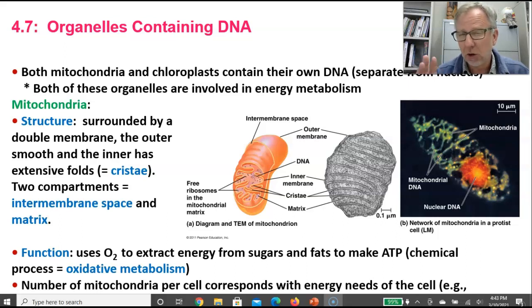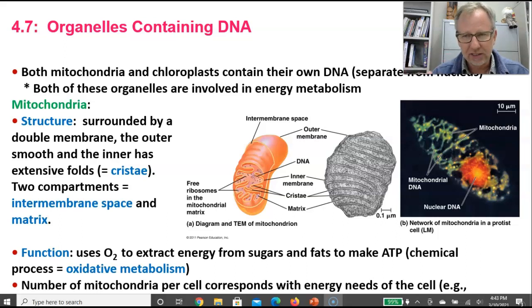Now remember, chloroplasts are only found in plant cells and in algae cells, like the cells of seaweeds. Mitochondria are found in all eukaryotic cells. They're found in plant cells, animal cells, fungus cells, and protist cells. Now, both of these organelles contain their own DNA, little circular chromosomes of DNA. And of course, this DNA is separate from the DNA in the nucleus.